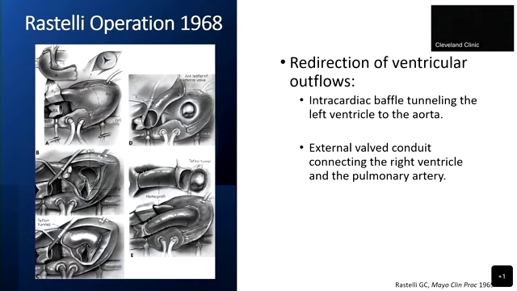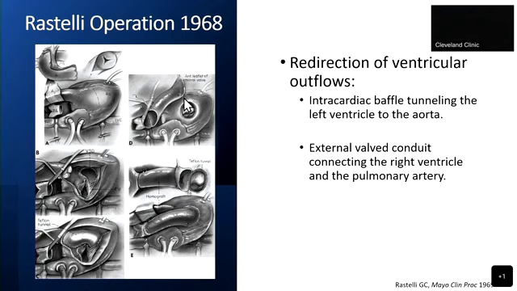In the Rastelli operation, the principles were as follows. The idea was to redirect the ventricular outflows, create an intracardiac baffle that tunnels the left ventricular flow to the aorta, in this case using a Teflon tunnel, as you can see here. You can see how long it is. Then create an externalized valved conduit that connects the right ventricle to the pulmonary artery. And here, this is an aortic homograft with the anterior leaflet of the mitral valve still connected to use as that gusset.